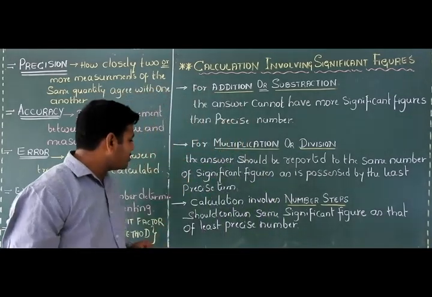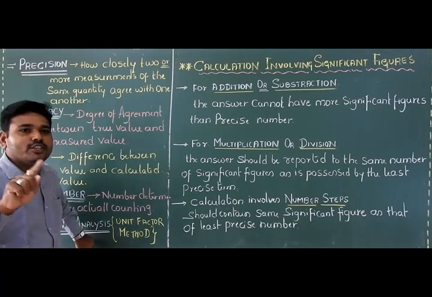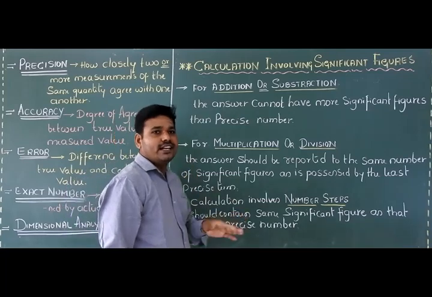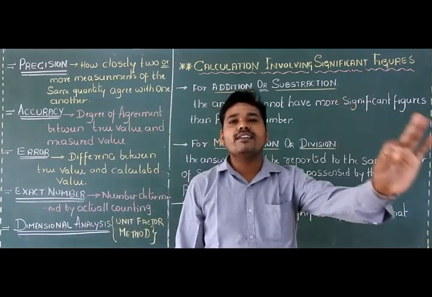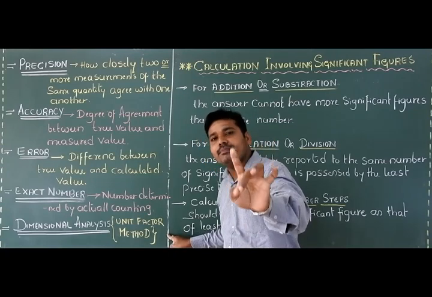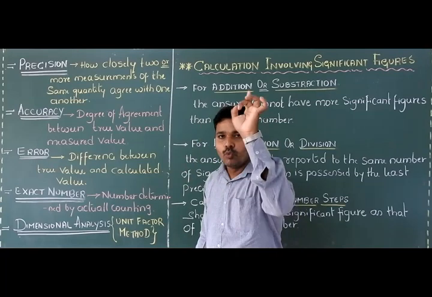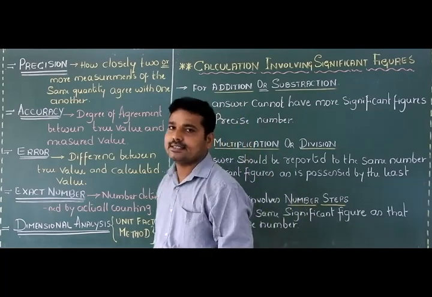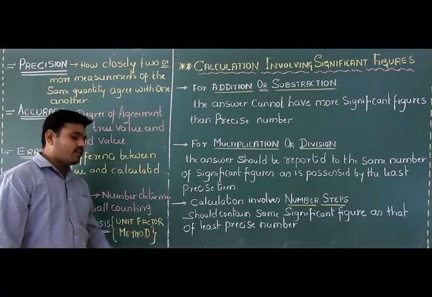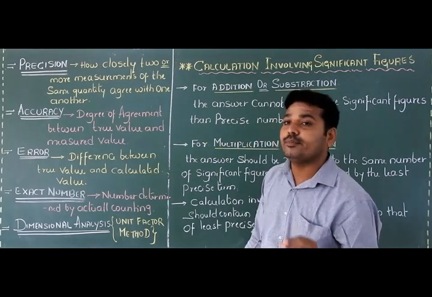And here, dimensional analysis. Dimensional analysis is the method used to convert the units of one system to another system. That itself we call a dimensional analysis, or we call it a unit factor method. This is the fifth important terminology.